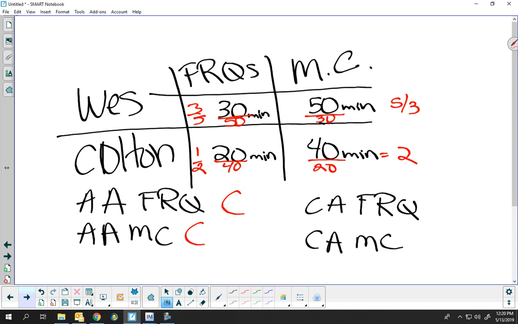Still, even if it's an input problem, it is the lowest opportunity cost. Who's giving up the least? So Wes is giving up 3/5 of a minute versus a half of a minute. 3/5 is more. I want Colton, who is giving up the least amount of time, to do FRQs. So if this was a partner test, Colton should do the FRQs, and Wes, well, we're looking at 5/3 versus 2. 5/3 is less. So Wes should do multiple choice, and Colton should do the FRQ. Miss Taylor, if we were taking a partner test, I should do multiple choice, and you should specialize in FRQ.